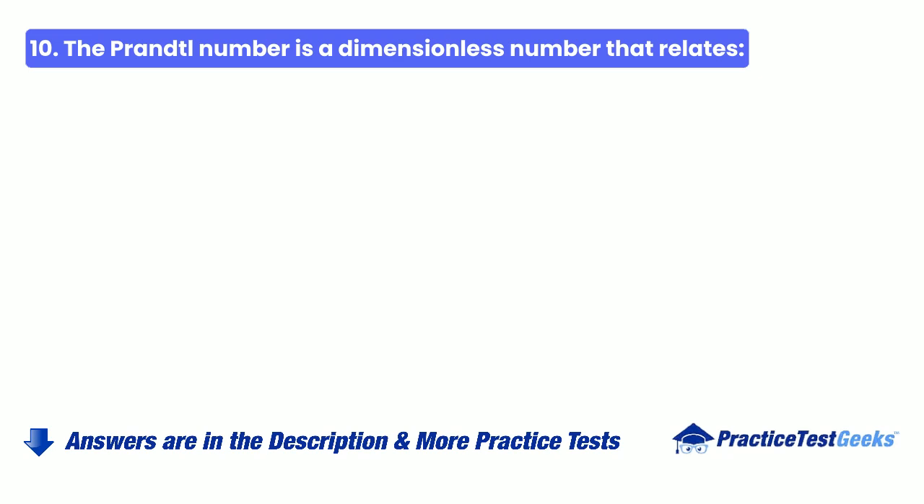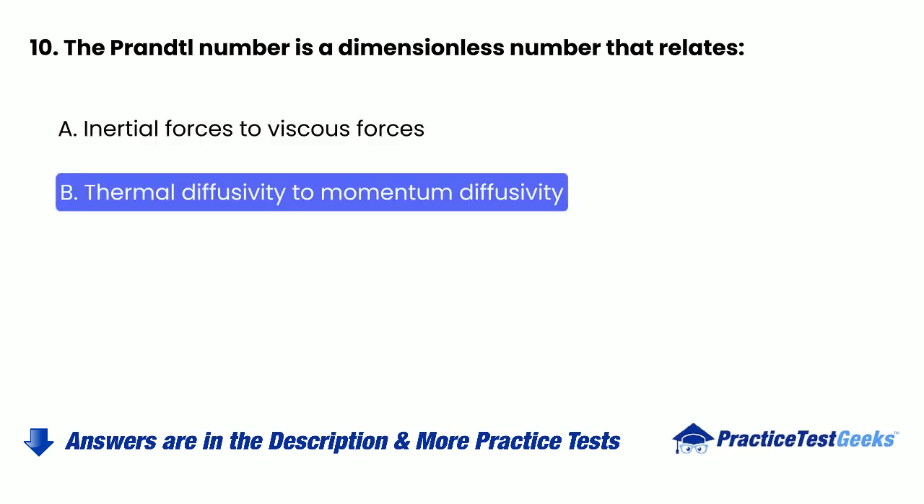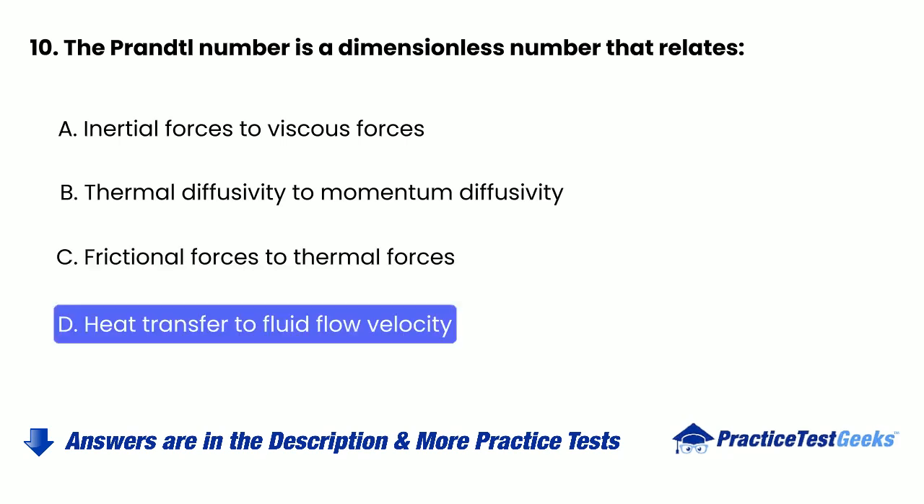10. The Prandtl number is a dimensionless number that relates A. Inertial forces to viscous forces. B. Thermal diffusivity to momentum diffusivity. C. Frictional forces to thermal forces. D. Heat transfer to fluid flow velocity.